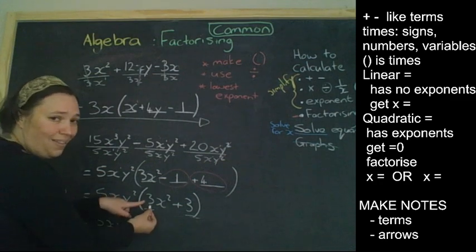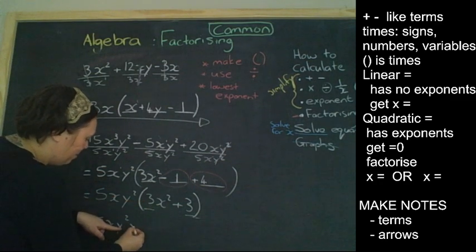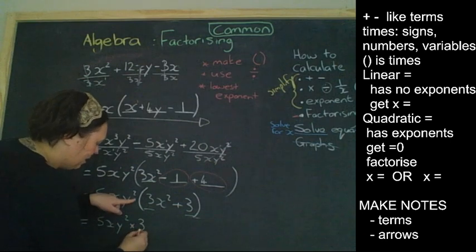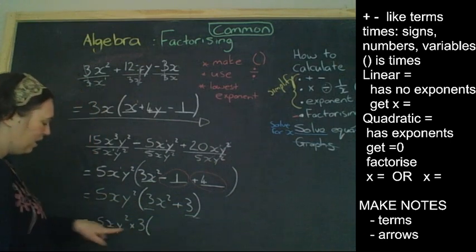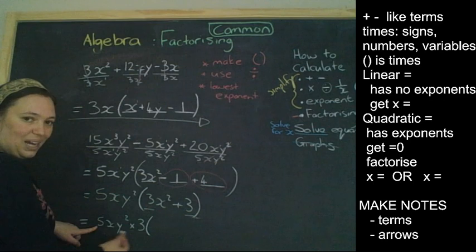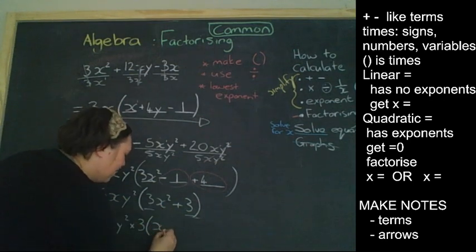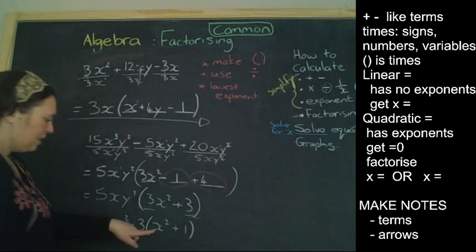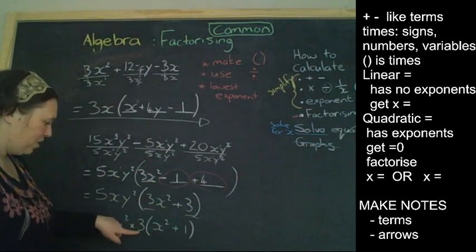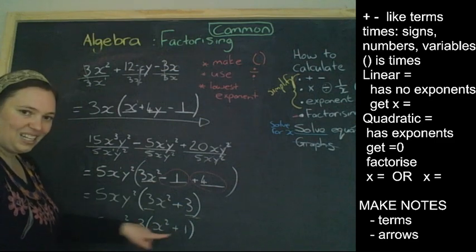But now we've got another common factor, so we can take that one out as well. These two are multiplied together. And here in our bracket we've got x squared plus 1, because we divided by 3 and divided by 3.